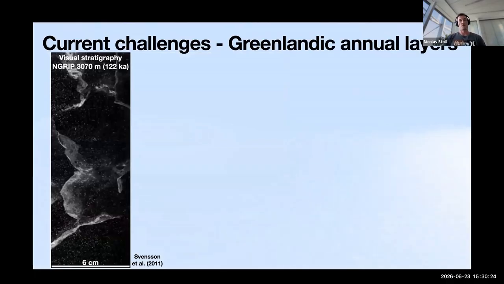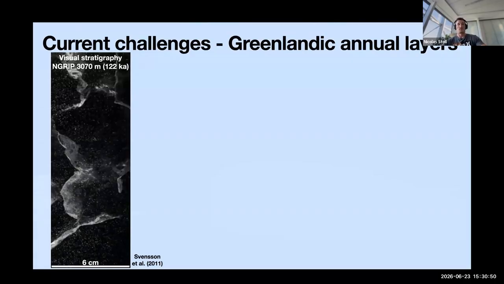Okay, and I'm currently working on very deep and old Greenlandic ice. This is the North Grip ice core. And on the left-hand side, you can really see one or two big ice crystals. So it's again a visual stratigraphy image, but those whitish areas are the grain boundaries, and in very deep ice, they are very large. So you can really have crystals of tens of centimeter size.